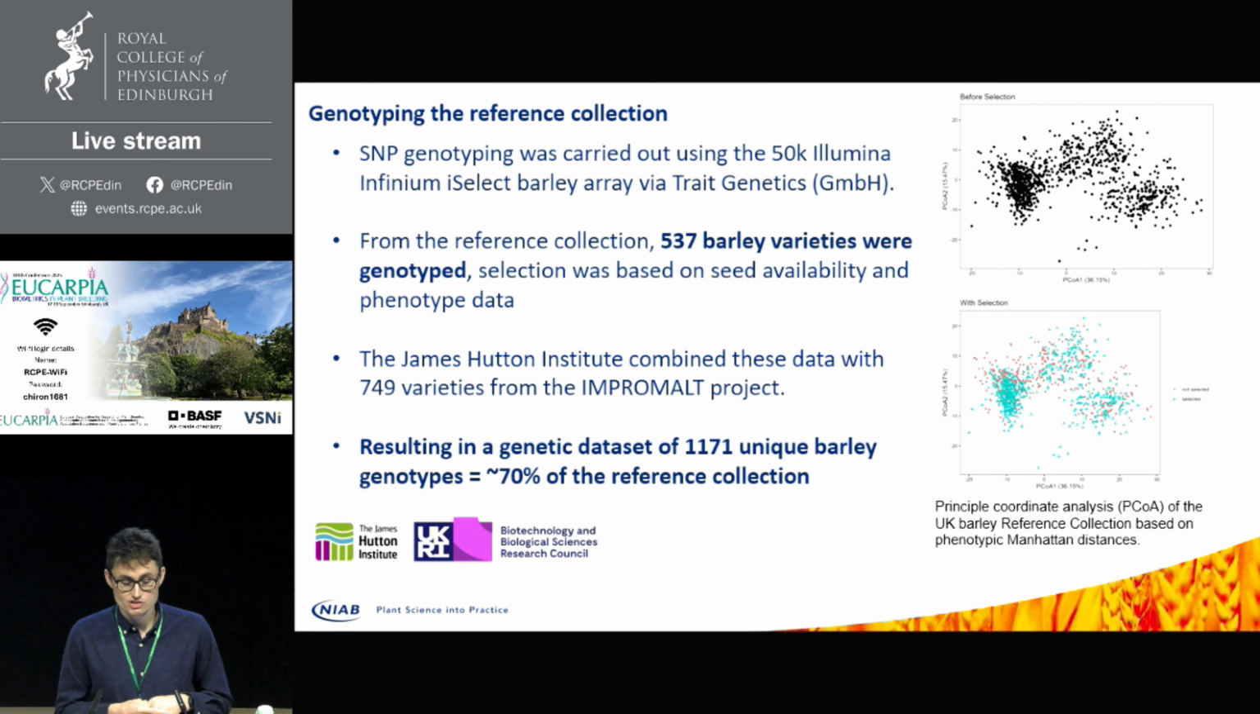We teamed up with the James Hutton Institute, which isn't too far away from here, and combined data sets. They had 749 varieties as part of a previous BBSRC-funded project called ImPromote. That represented about 70% of the reference collection. And as you can see from the principal coordinate analysis there, it covered a broad range of the phenotypic diversity.